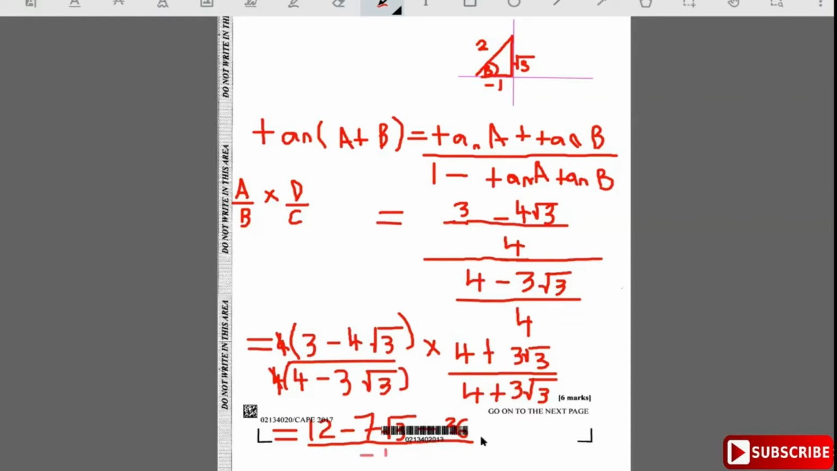So now to express it in the form that they want, it's going to be 12 minus 36, which is negative 24, over negative 11, minus 7 root 3 over negative 11.